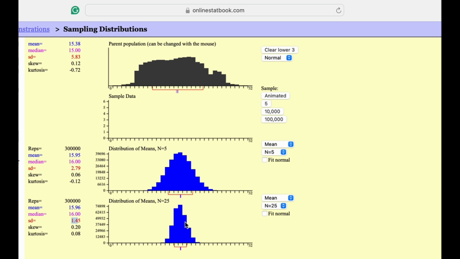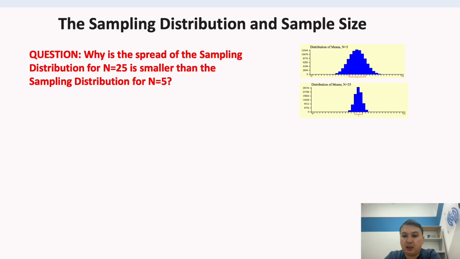Anyone want to point out why, when n increases, my standard deviation gets smaller? Standard deviation corresponds to how spread out your distribution is, right? So here it's less spread when n is large. From our demonstration on the online stats book page, we saw that when n is 25, the distribution is less spread compared to what happens at n equal to 5, right? So what is the reason?